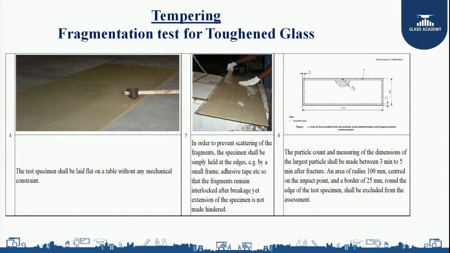Next, the particle count and the measuring of the dimensions of the largest particle shall be made 3 to 5 minutes after the fracture. So, once after breakage, we should wait a minimum of 3 to 5 minutes so that all the fractures expand. An area of radius 100 mm centered on the impact point, and a border of 25 mm round the edge of the test specimen, shall be excluded. You can see in the figure, I have excluded all the 25 mm on the periphery, and from the impact point I am leaving a radius of 100 mm.